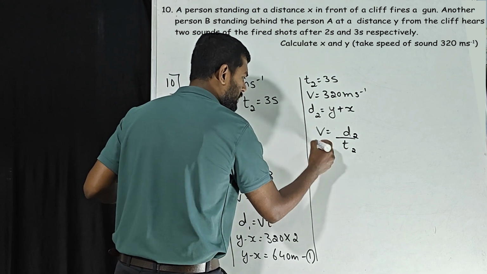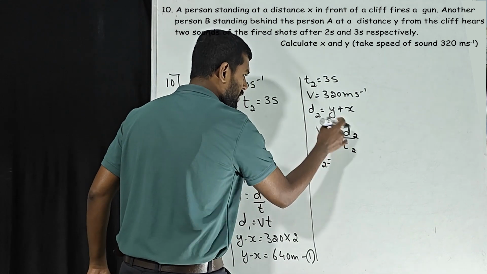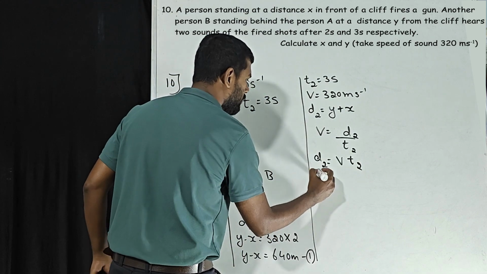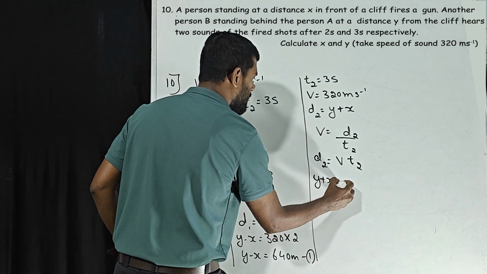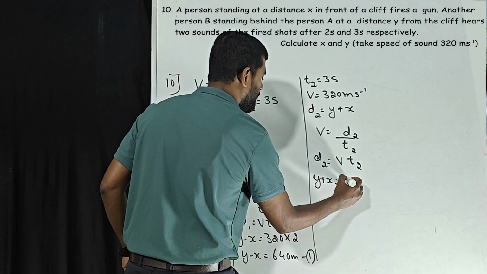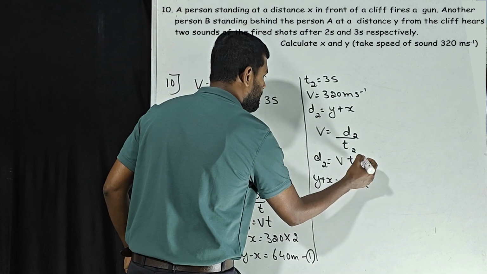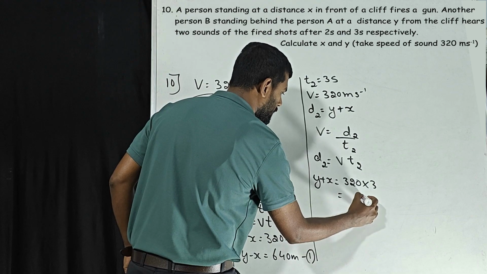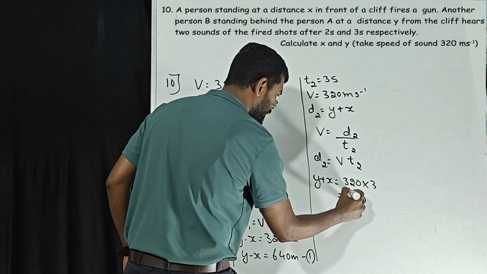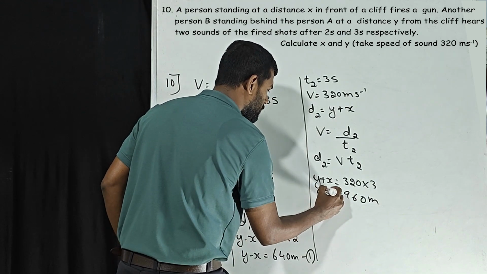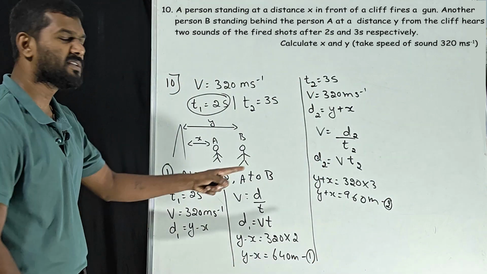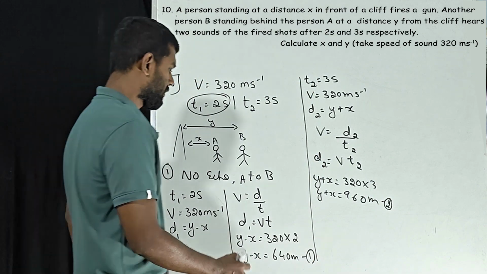d2 is equal to, first find the value for this formula, v into t2. d2, what is d2? y plus x is equal to, what is v? 320 into time, that is 3. This will be 960 meters. So y plus x is equal to 960 meters. Okay, this is our equation 2.